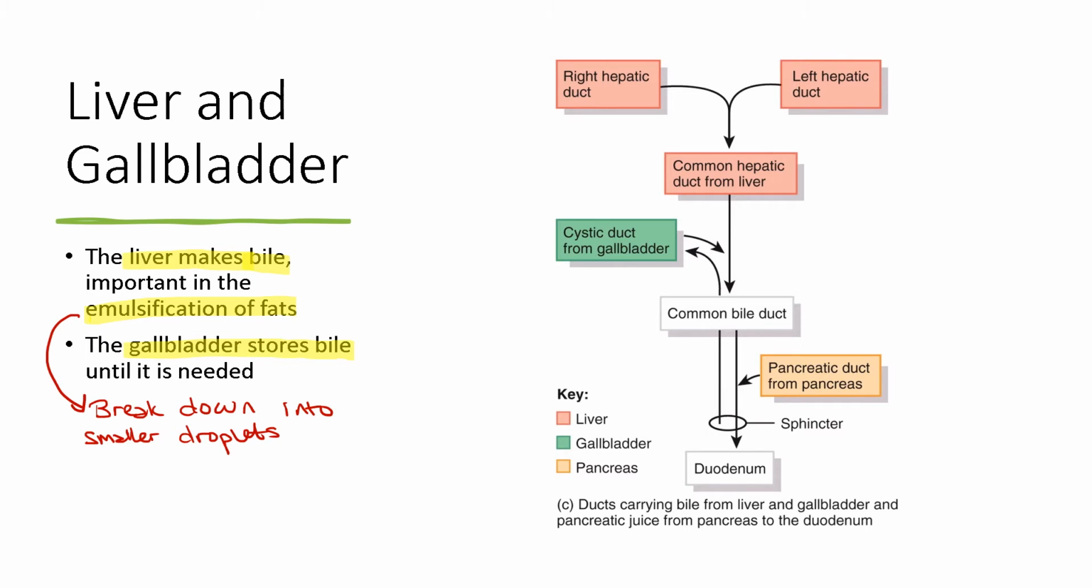So if we have a tub of water here and we put some oil, the oil will stay in one big glob in the water. Now, if we add an emulsifier with these fats, say we put bile in this solution, it will break down that oil into lots of little droplets. And so the surface area is greatly increased in these fats, so they can actually be broken down a lot easier.